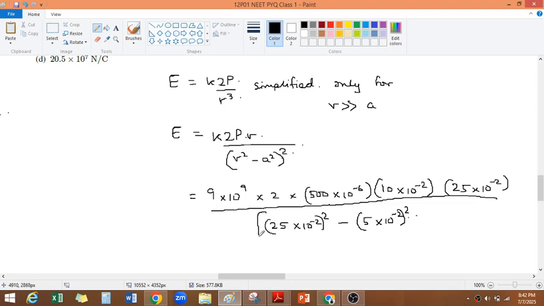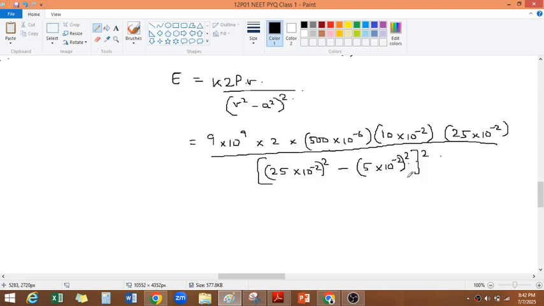And many of us will forget to make this whole square, because when we write so many things, we'll forget to write this. That's all. Simplify this, you'll get the answer. Okay. Any quick answer? Try to do it quickly, let's see.